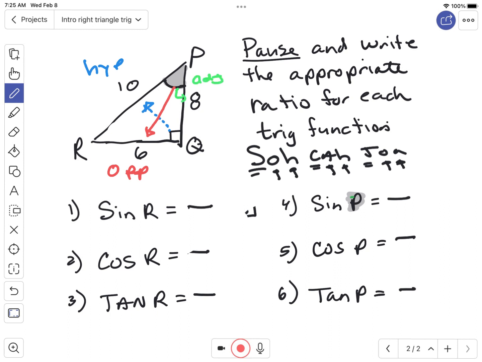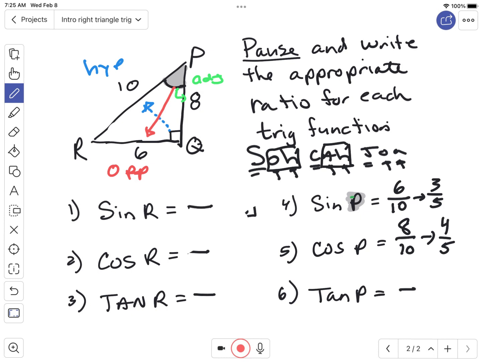So when we're talking about creating a ratio for sine P, then 6 is the opposite side and 10 is the hypotenuse. Because remember, it says opposite over hypotenuse for sine. And that reduces to 3/5. The cosine, remember, is the adjacent over the hypotenuse. And 8 is the side that's next to P. And 10 is the hypotenuse. When you reduce by 2, you get 4/5.